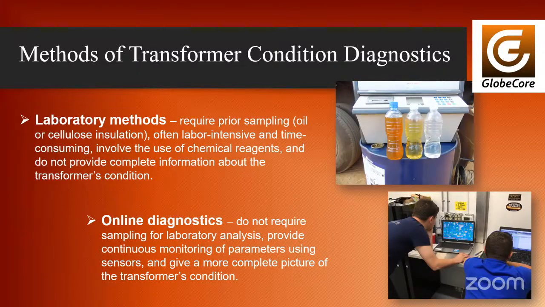For example, the Karl Fischer method uses a chemical reaction with iodine. The amount of iodine used shows the water content. But even complex lab tests don't always give the full picture.